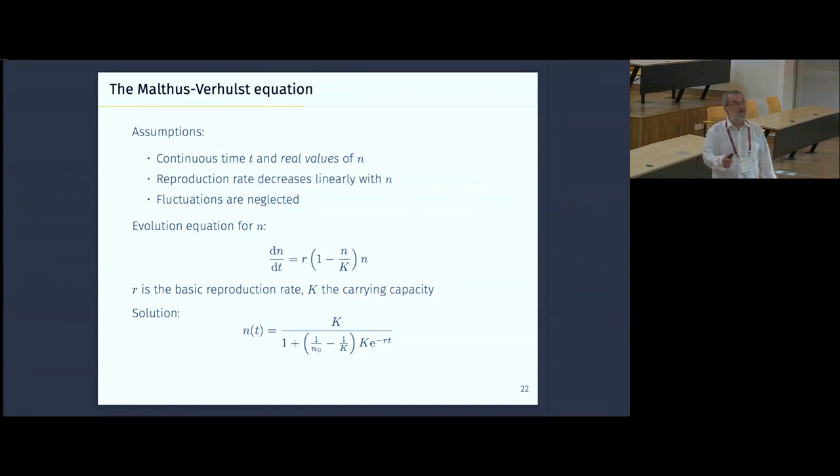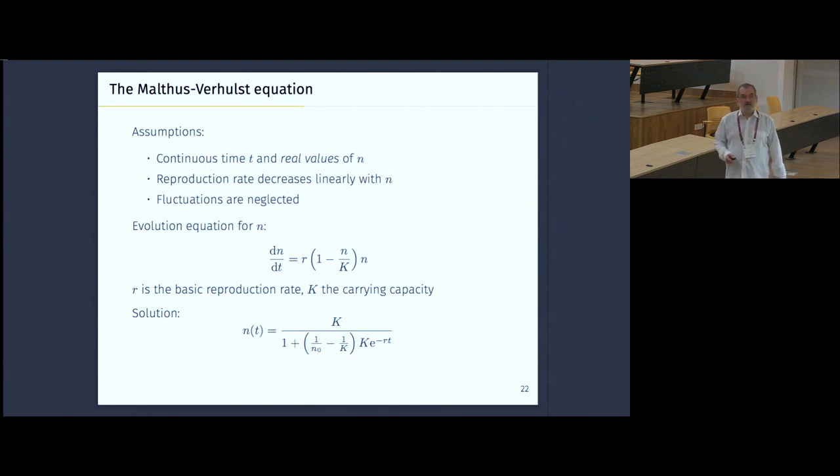And so we introduce what is called the carrying capacity, and we now put it in continuous time, so n becomes also a continuous variable, so that we can use differential equations. And the simplest model we can make is that the reproduction rate, that is now called R, is a linear function of n, which vanishes when n reaches this carrying capacity. So this model is called the Malthus-Verhulst equation.